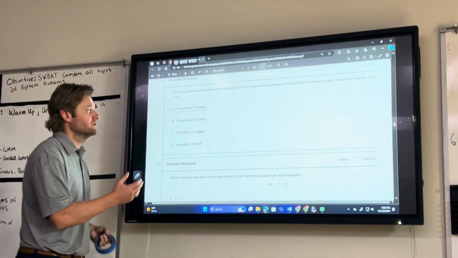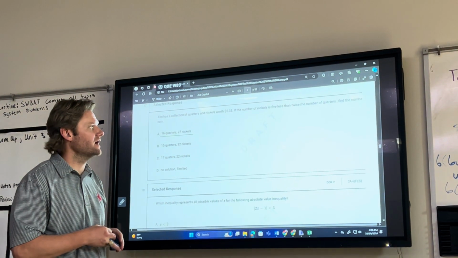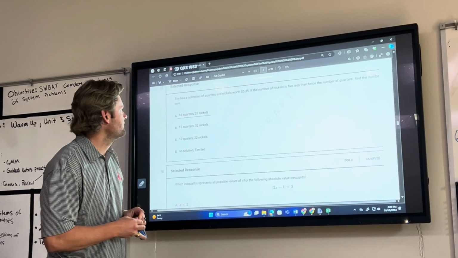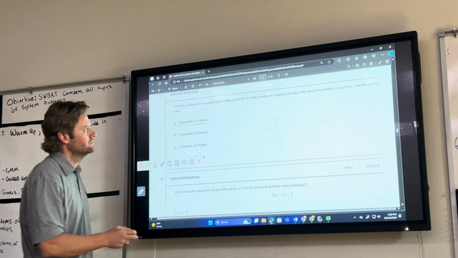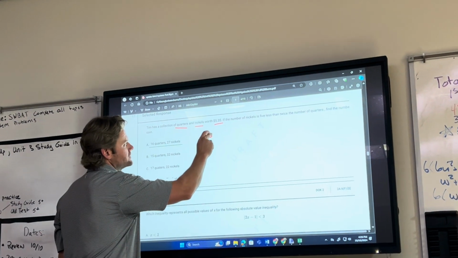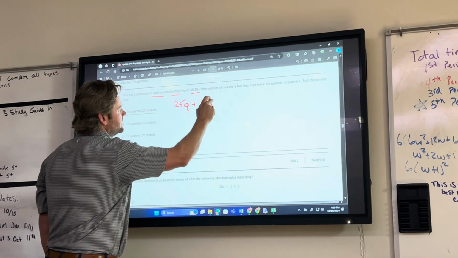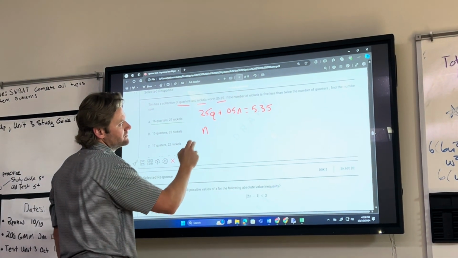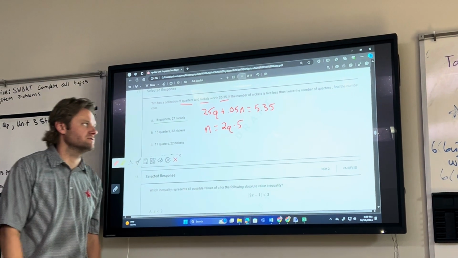All right, another one. This one's from our study guide. Tim has a collection of quarters and nickels worth $5.35. The number of nickels is 5 less than twice the number of quarters. Find the numbers of each coin. So, quarters and nickels, $5.35. So 0.25Q plus 0.05N equals 5.35. Then I know the nickels is 5 less than 2Q. So here are my two equations.